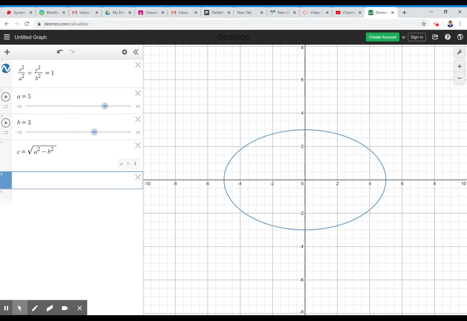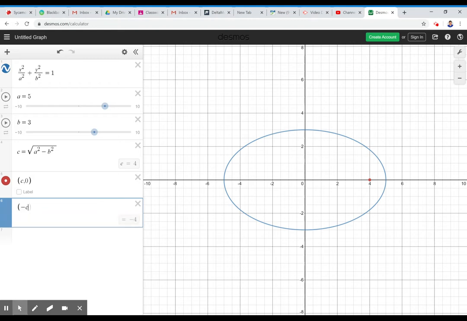And then from there, we can remember that as long as a is bigger than b, this is what c would be. If a is not bigger than b, I'll show you what happens in a second if we violate that. And so our foci are just going to be, because they're on the x-axis, our y value will be 0. So it's just going to be c comma 0 as a point, and negative c comma 0, and those would be our foci.